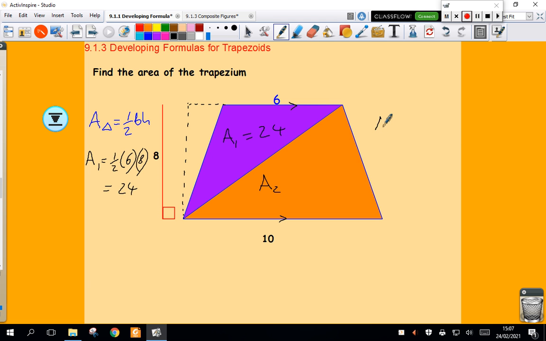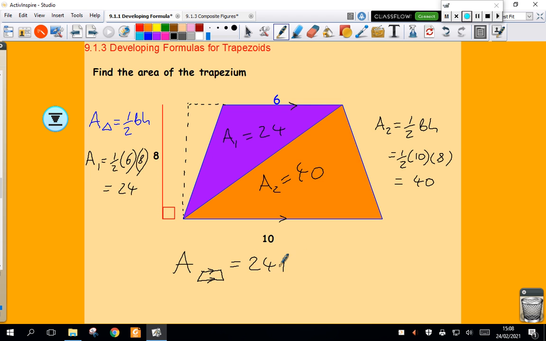The second area, again, it's the area of a triangle, which is always a half times its base times its height. But this has the big base here as its base. This is the big base here of 10. Its perpendicular height is exactly the same. It's exactly the same height as the other triangle, which is 8. So what we get is 5 times 8, which is 40. So the second area is 40. So from that we can establish that the area of the trapezoid is equal to 24 plus 40, which is 64 units squared. So we can find the area of a trapezoid pretty easily.